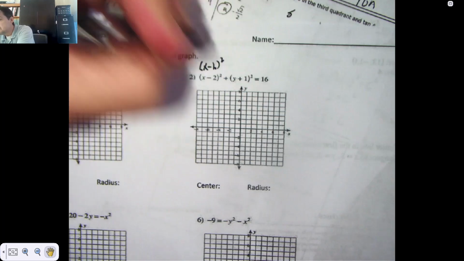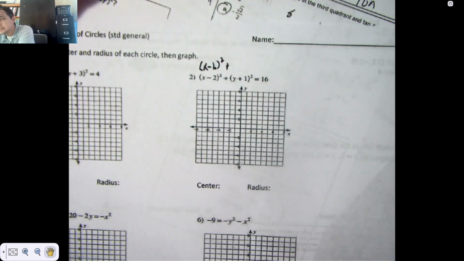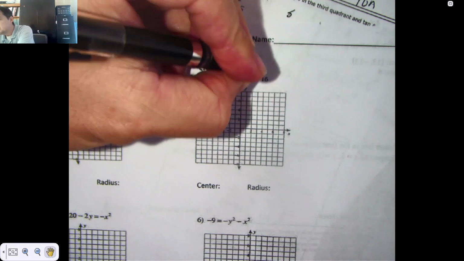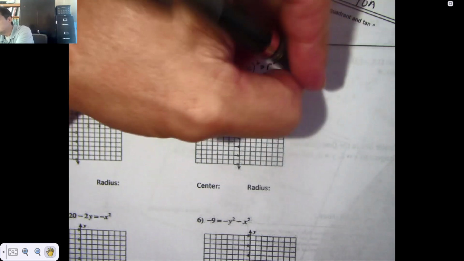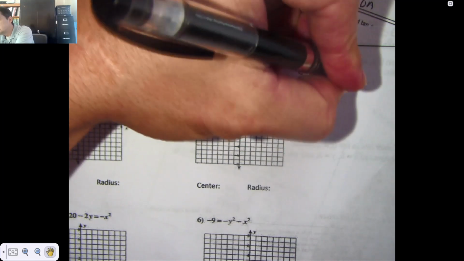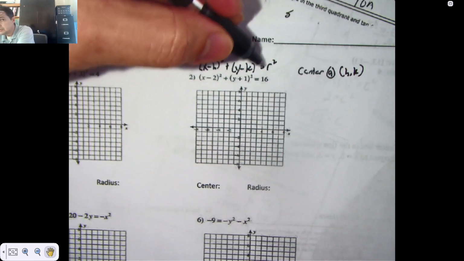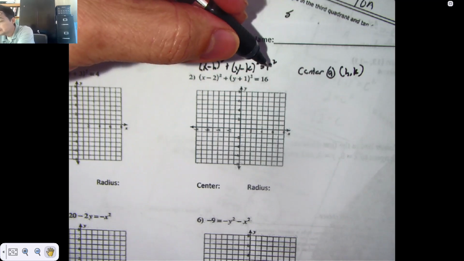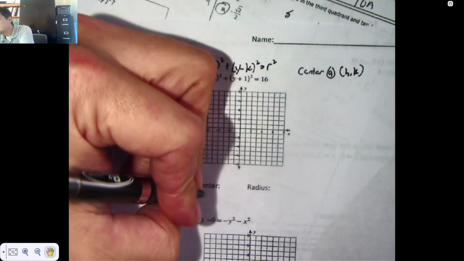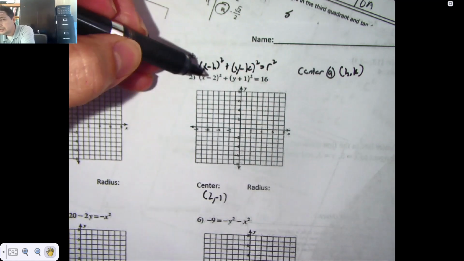The standard form of a circle is (x minus h) squared plus (y minus k) squared equals r squared, where your center is at (h, k), and obviously r stands for radius. So on this one, our center is at (2, -1), because we change signs and we leave parentheses.